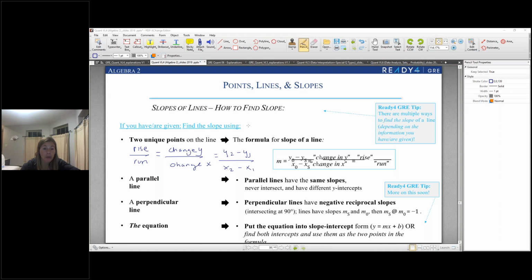Okay, so if you had 2 points, like the point 1,5 and the point 0,4, and you wanted to find the slope, let's say this is point 1 and this is point 2. You would take y2 minus y1, so that's 4 minus 5, over x2 minus x1, and that would give you -1 over -1. This line has a slope of 1. That's how you find the slope from 2 points.